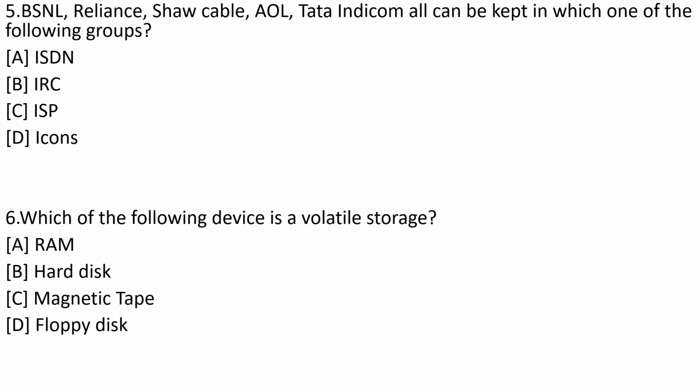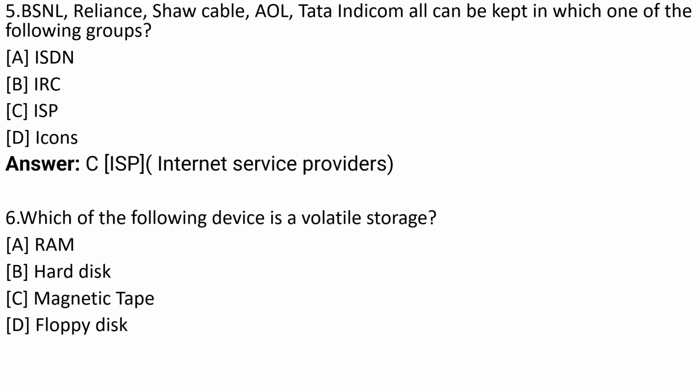Question number 5. BSNL, Reliance, Shaw Cable, AOL, Tata Indicom, all can be kept in which of the following groups? Option A, ISDN. Option B, IRC. Option C, ISP. Option D, icons. And the answer is option C, ISP. And ISP stands for Internet Service Providers.